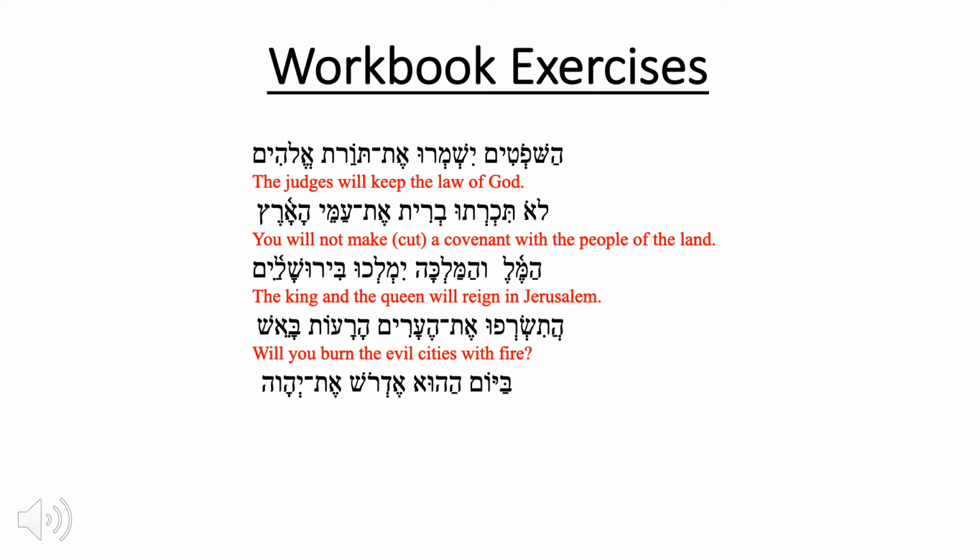You'll notice the definite article on the adjective telling us that it goes with the cities. So this is not evil fire, ba'esh. This is actually the evil of the cities. So will you burn the evil cities? And then an instrumental use of ba with our bet preposition here, and then fire, ba'esh. Will you burn the cities with fire?